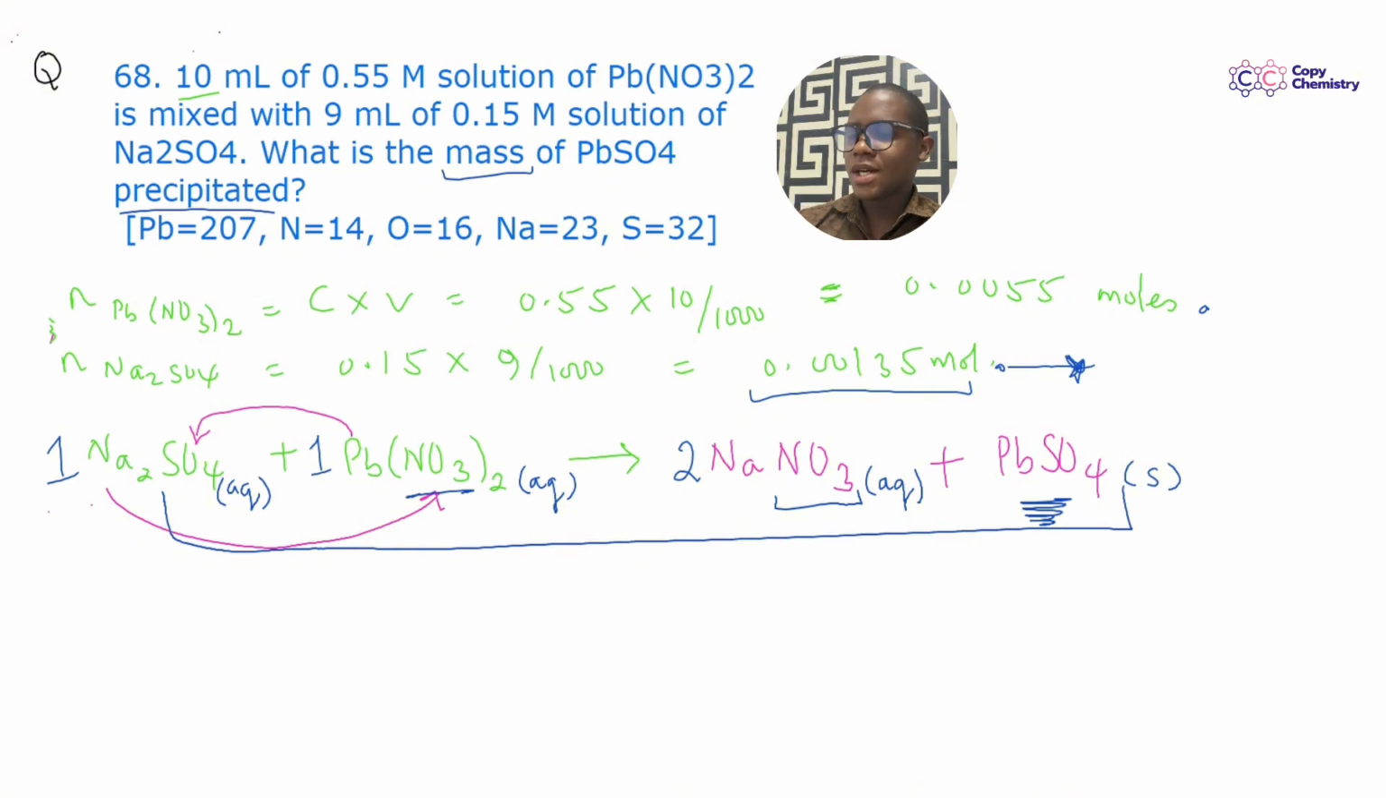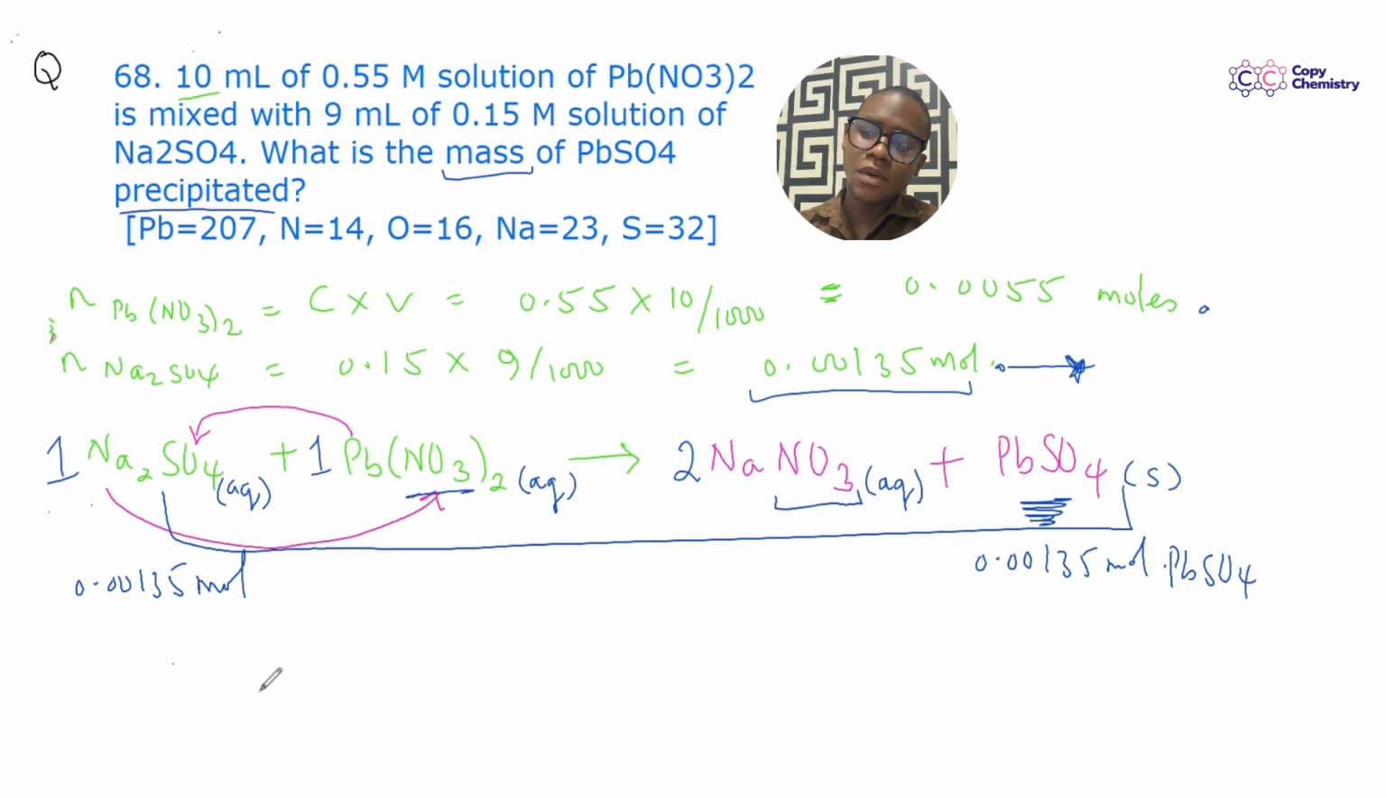Right, so we can see that 1 mole of sodium sulfate gives us 1 mole of lead sulfate from that equation of reaction. You can see that. So that also means that if we have 0.00135 moles of the sodium sulfate reacting, then it would also produce 0.00135 moles of the lead sulfate. And that has just given me my number of moles of lead sulfate. So all I need to do is to get the molar mass of lead sulfate so that I can say number of moles equals mass over molar mass, and then I can get the mass of lead sulfate.